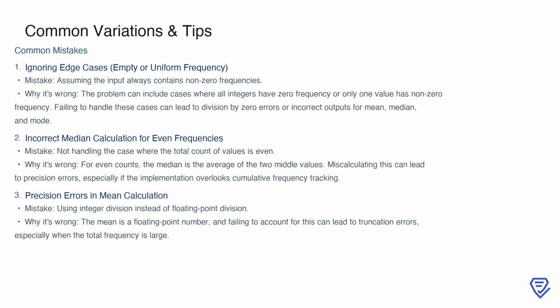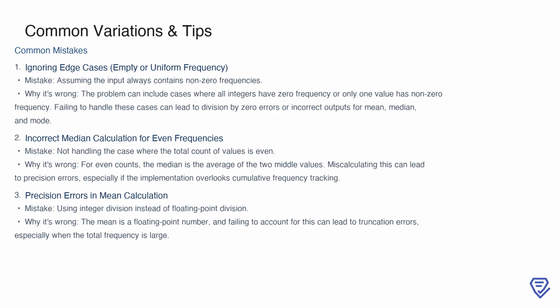First, ignoring edge cases like empty or uniform frequency distributions can lead to serious errors. For example, if all integers have zero frequency, or only one value has a non-zero frequency, you might encounter division by zero issues or incorrect results for mean, median, and mode.